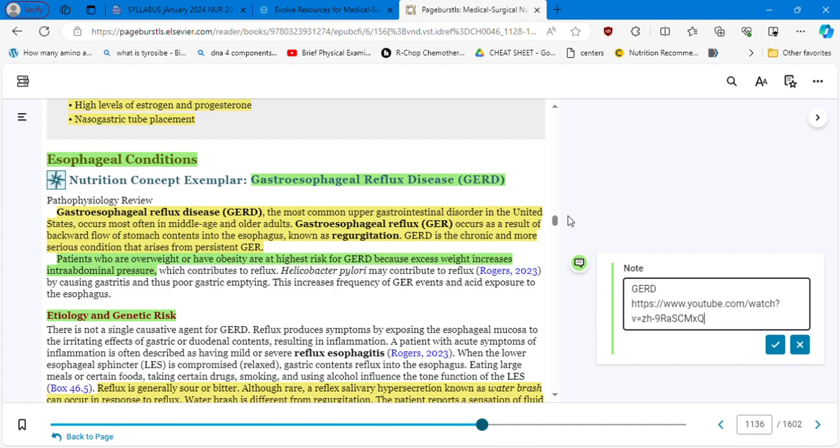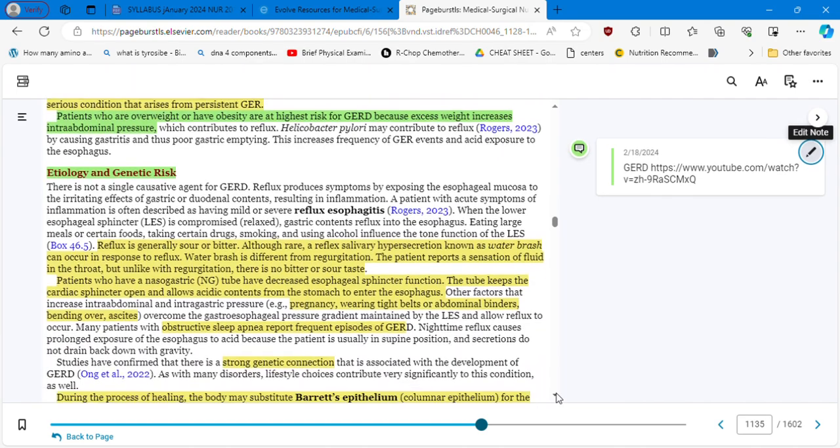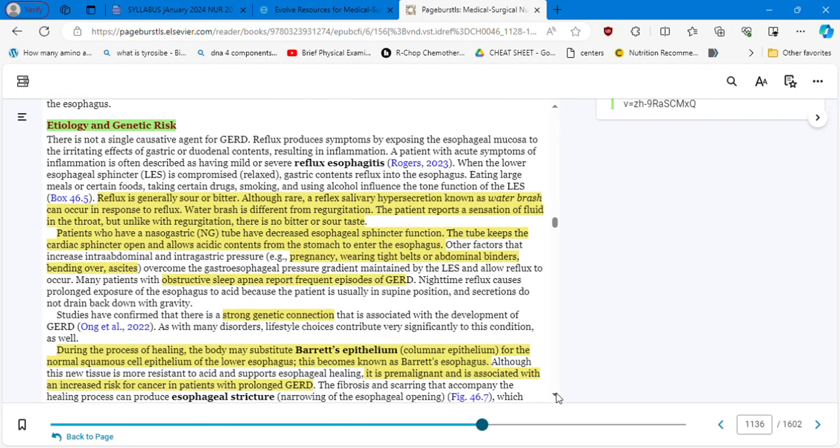Thank you so much. That was a very complete presentation of GERD, including other topics like hiatal hernia that we're going to discuss later. So right now we understand, right? The etiology and genetic risk. Reflux is generally sour or bitter. Although rare, a reflex salivary hypersecretion known as water brash can occur in response to reflux.